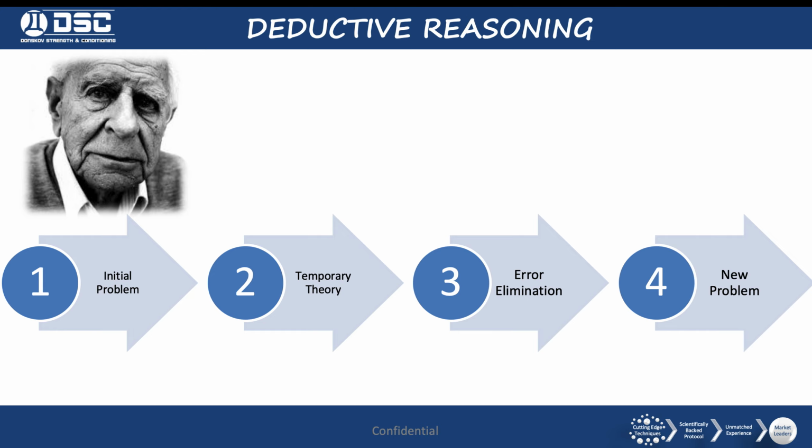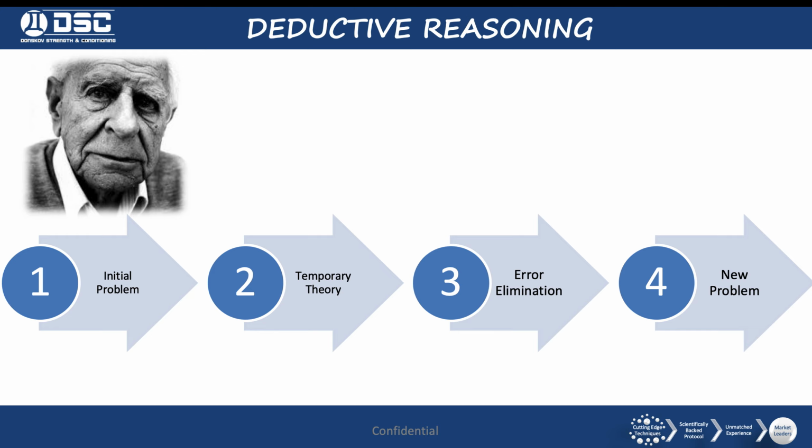This is an important process that I think we all can do a better job of. How do we error eliminate? We get feedback from coaches. We get feedback from our athletes. We measure our KPIs. Is the needle moving the right way? Is it not? And from there, a new problem arises. So this is a continuous negative feedback loop, if you will, of thinking like a scientist.